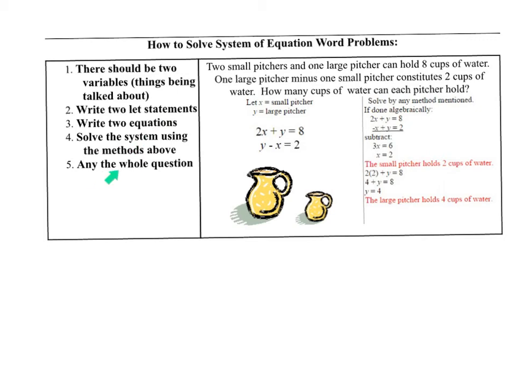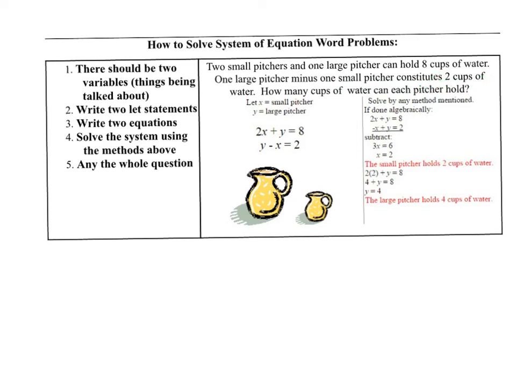And then make sure you go back and read the whole question again. Okay? Make sure you answer all the pieces. So in this case here, we've got two small pitchers and one large pitcher can hold 8 cups of water. As soon as I hear that, right away in my let statements, let x be the small pitcher, y be the large pitcher. You could have used S and L if you wanted to. It's your choice unless they tell you what letters you have to use. One large pitcher minus one small pitcher constitutes 2 cups of water.